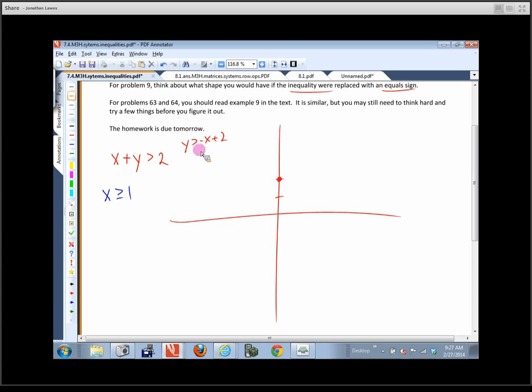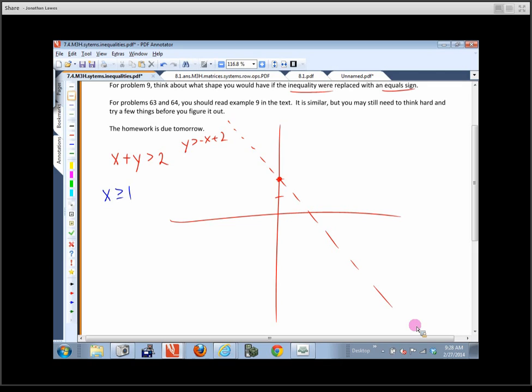This is an inequality, though. So one of the questions is not only do you have to figure out what shape it is, you have to figure out is it solid or dotted. Is this solid or dotted? Dotted. Why? Because there's no line underneath, because it says it can't actually equal those two things. This can't equal that. So I'm going to do a dotted line right here.